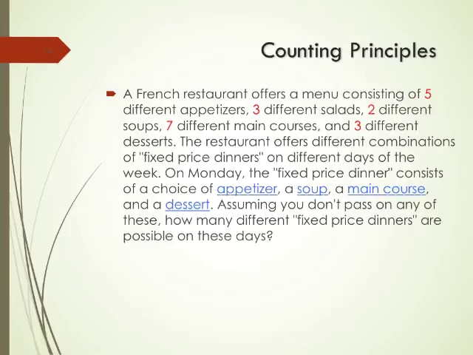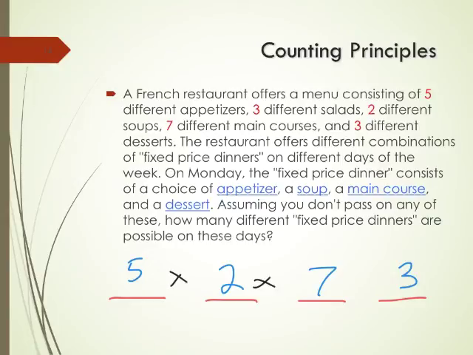So it's basically asking the fixed price dinner possibilities, and on Monday the fixed price dinners have a possibility of an appetizer, a soup, a main course, and a dessert. Salads aren't listed. So there's not 5 stages, there's simply 4. And now we need to figure out what goes in each stage. So we're looking at appetizers. There are 5 possible appetizers, 2 possible soups, 7 main courses, and 3 different desserts. Multiply all of these, and you end up getting the number of possible fixed price dinners. So that's 10 times 7, 70 times 3, 210 possible dinners.